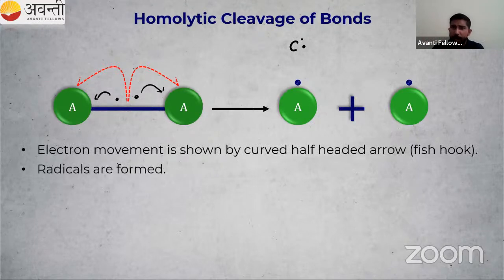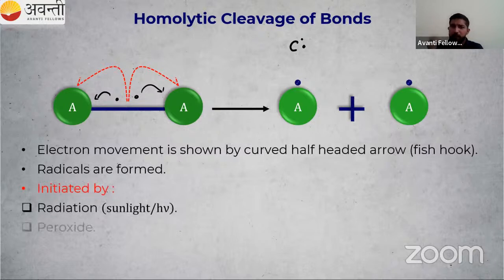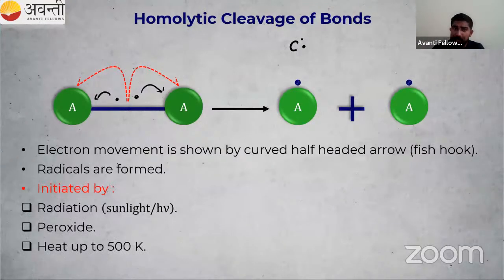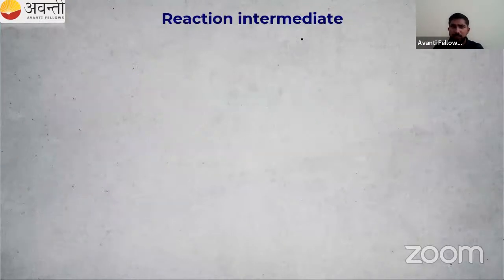Then the fish hook arrow, we have studied that. How are free radicals formed? We will study it later. Already I have explained that it is by radiation, then peroxide, then heat up to 500 Kelvin. These are the different things that we have discussed.